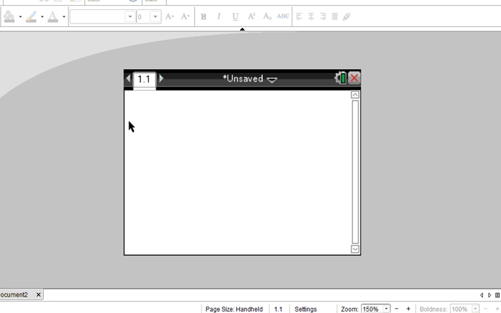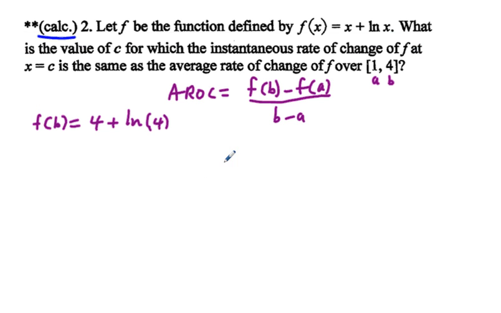So control, logarithm of 4. Okay, we get 1.38629. And we're going to add 4 to that because that's what we need to find. So we're going to get 5.38629. Let's go over here. 5.38629.